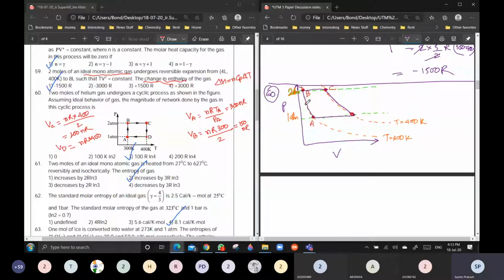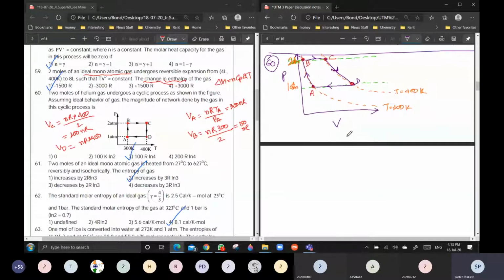Okay, and the sense of the curve is A to B, B to C, C to D, and D to A. Now they are asking what is the work done. I am taking this question in general so that you can do it without drawing this also, but I am just taking it to give you an idea how to draw the curves.